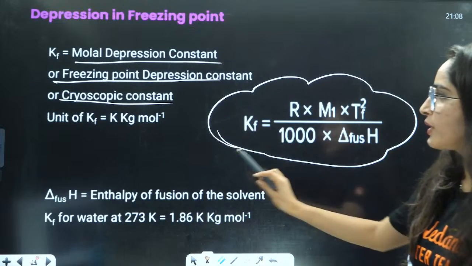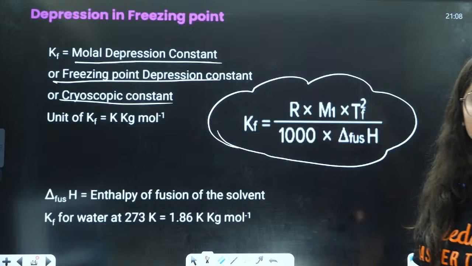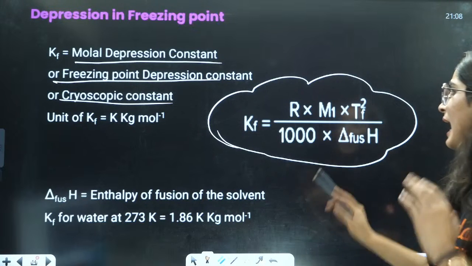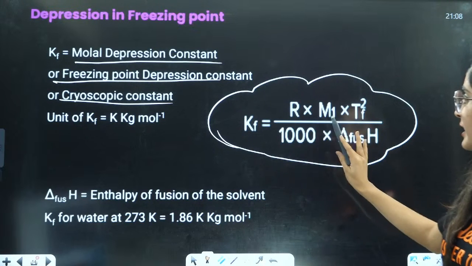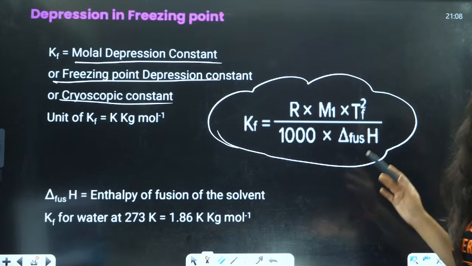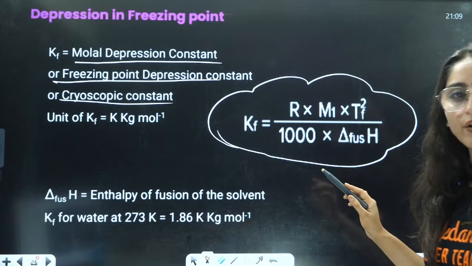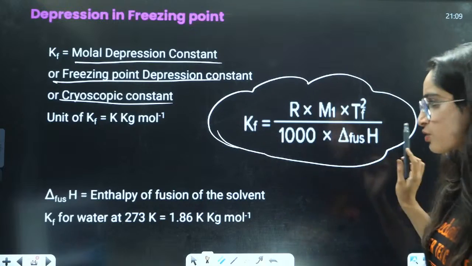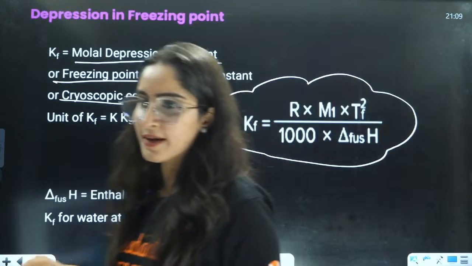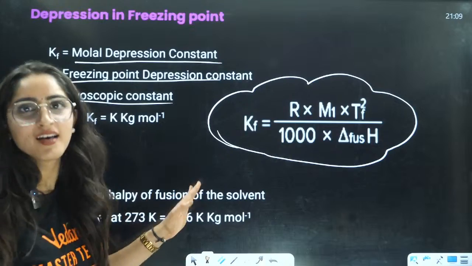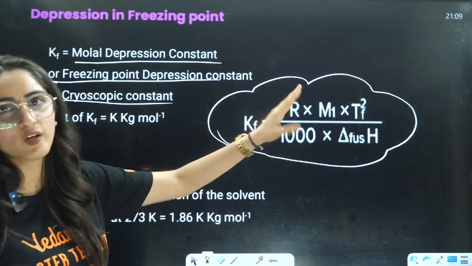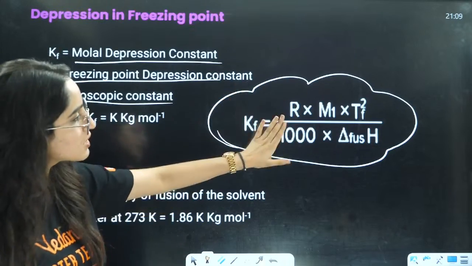The units are Kelvin kilogram per mole. And the formula is R into M1 TF squared by 1000 delta H. Instead of TB, there is TF. Instead of delta H of vaporization, there is delta H of fusion. That's the only difference. Again, nobody is going to ask you the value of Kf here. But still go through this. They will not ask you numerical based on this. But still go through the formula.